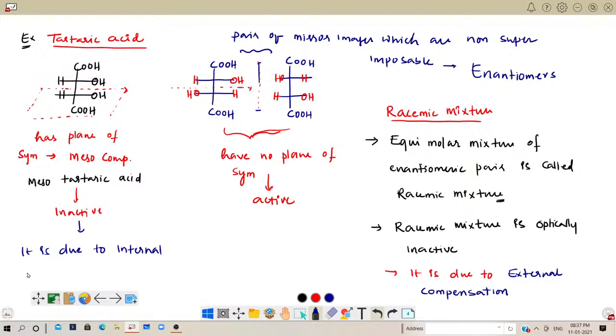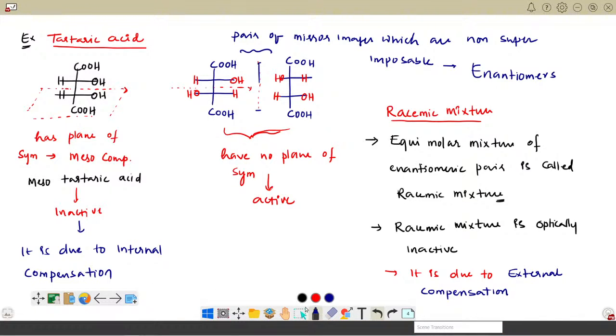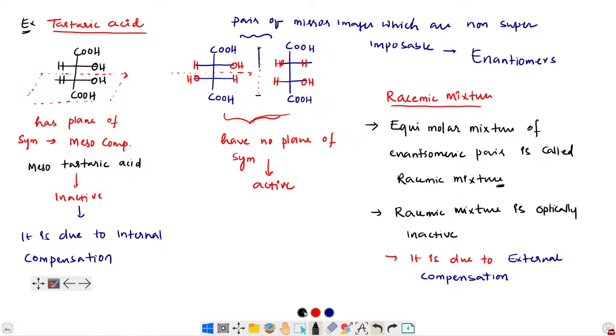It is due to internal compensation. So external compensation and internal compensation. This is an important thing. Internal compensation and external compensation.